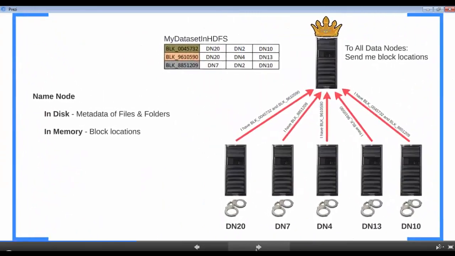Name node persists all the metadata information about the files and folders on hard disk, except for the block location. So, a very good interview question here. Given the block location is vital for a functioning HDFS, why is name node not persisting that information? Any guesses?